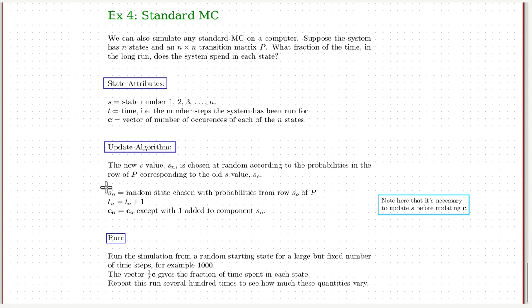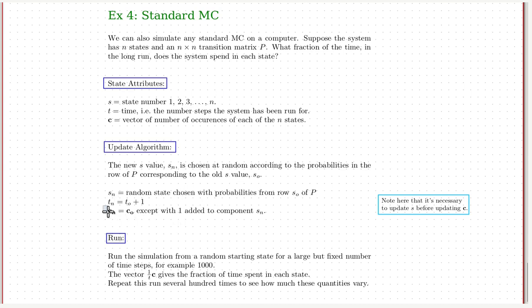Again, it turns out that there are some nice built-in functions in Mathematica. We can do this very easily. At this stage, the important thing is just to be clear about where the probabilities come from. The probabilities for determining what S new will be come from the row of P corresponding to the previous state, S old. That's the important thing to be clear about here, and we can worry about how we actually code it later.